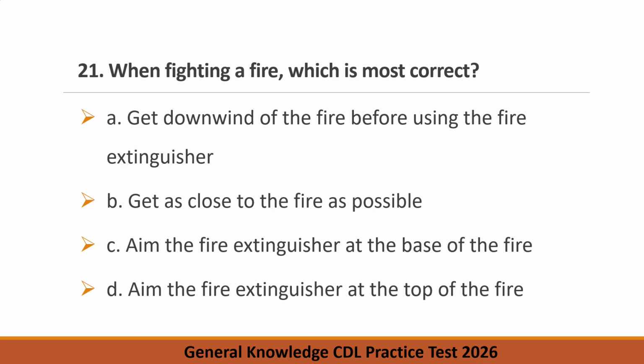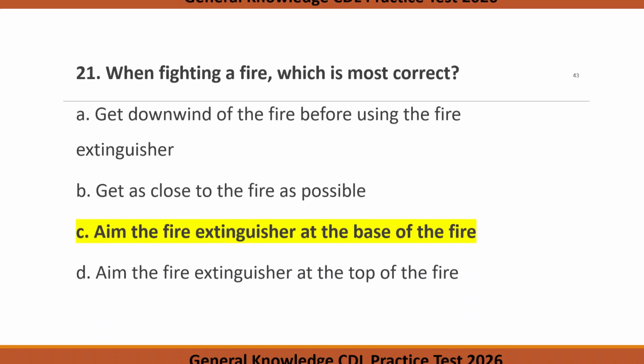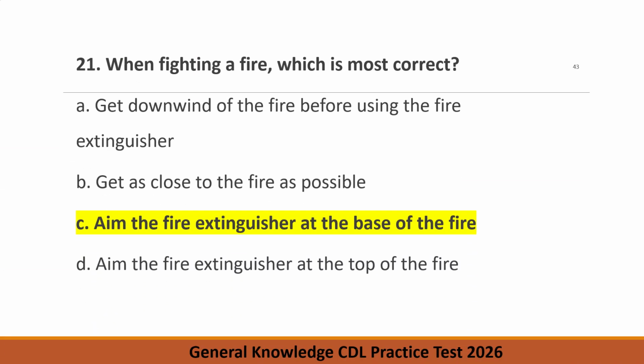21. When fighting a fire, which is most correct? A. Get downwind of the fire before using the fire extinguisher. B. Get as close to the fire as possible. C. Aim the fire extinguisher at the base of the fire. D. Aim the fire extinguisher at the top of the fire. Answer, C.